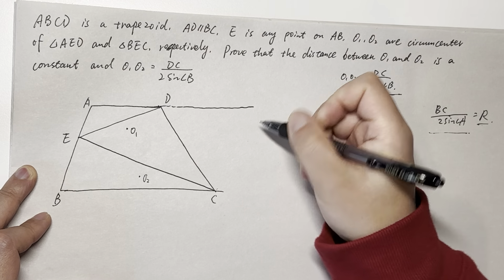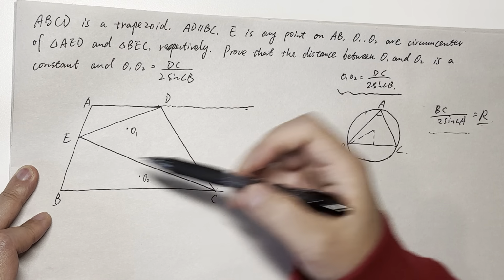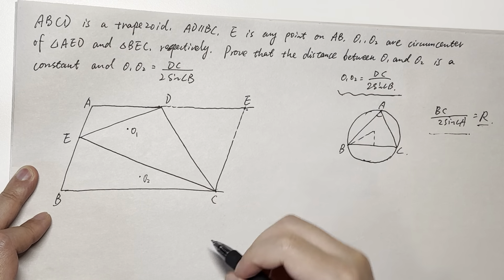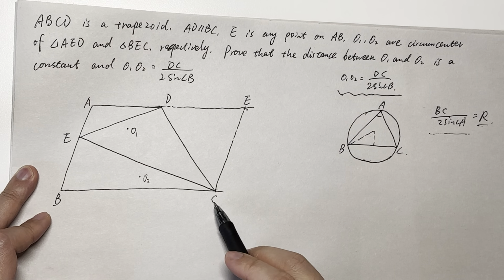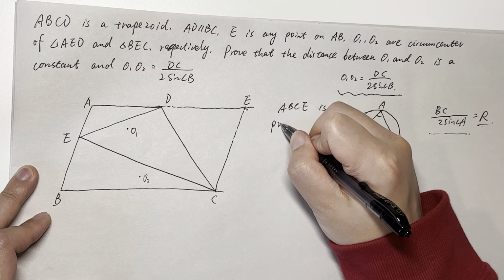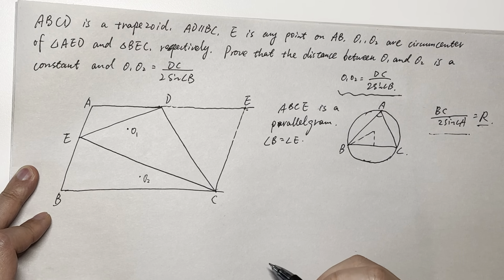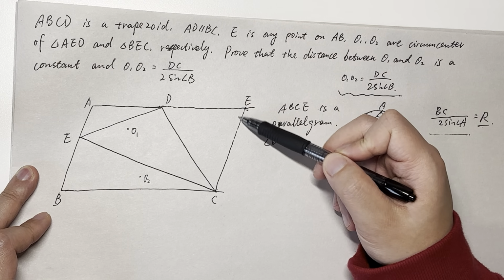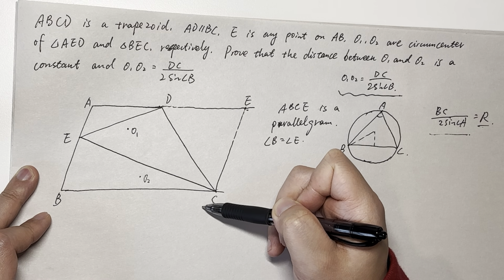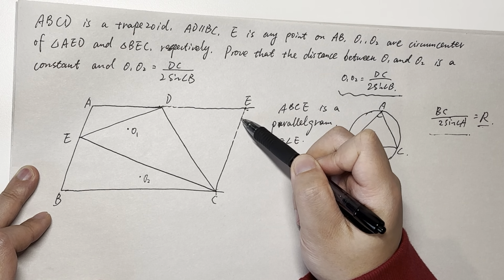It's kind of obvious for this one here. We can just extend AD and draw a parallel line of AB through point C. We call this point E. Because AD is parallel with BC, and we drew CE parallel with AB, we know that ABCE is a parallelogram, which means angle B equals angle E, which means sine angle B equals sine angle E. And if we think about the circumcircle of triangle CDE, the radius of that circumcircle would be DC divided by 2 sine angle E, which is 2 sine angle B, right?